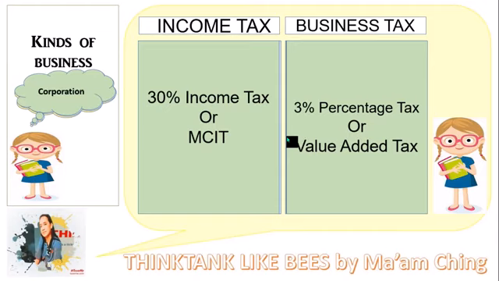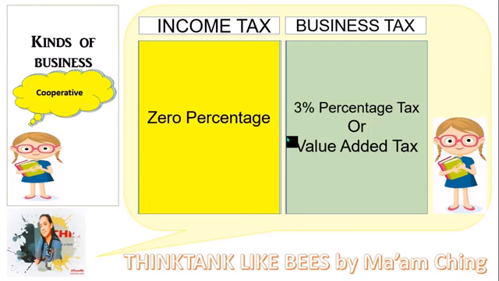Okay? While on the business tax, it's the same as the sole proprietorship or partnership, wherein you can pay 3% percentage tax if the sales is not more than 3 million, but you need to proceed to the value-added tax payment if the sales is already 3 million or more.